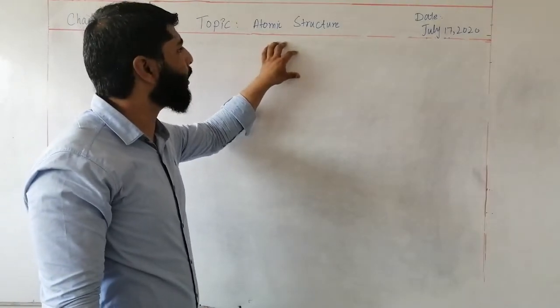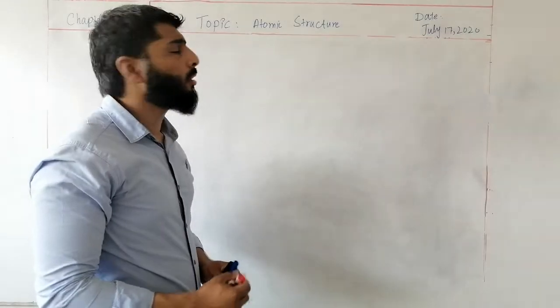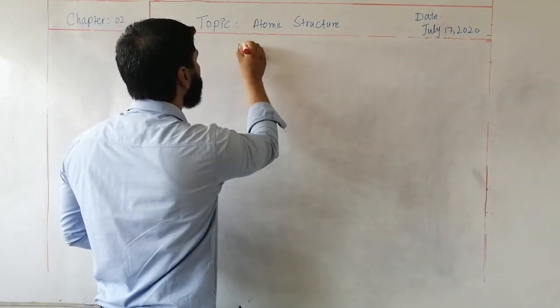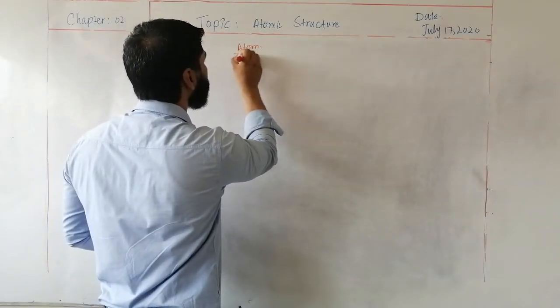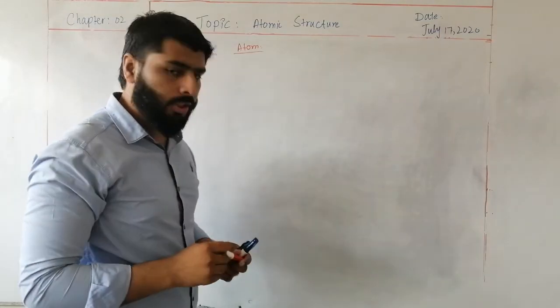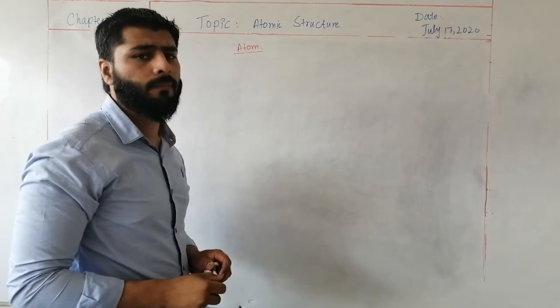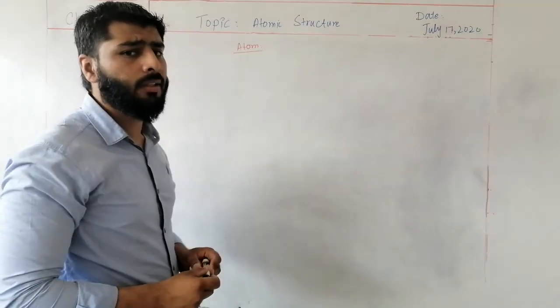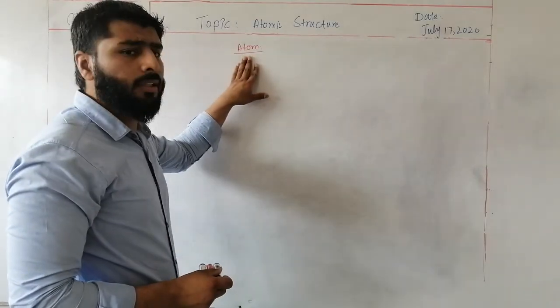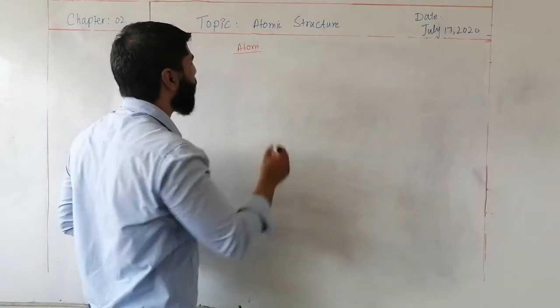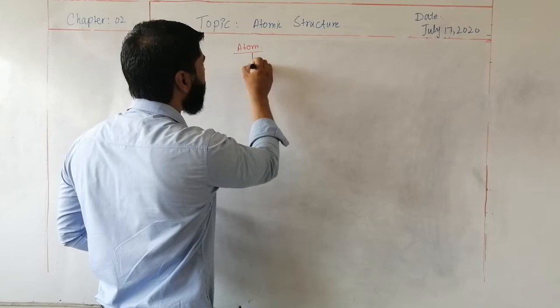Before going to the details of atomic structure, first of all we will discuss what is an atom. Dear students, atom is the smallest particle of an element. There are a number of concepts about atom.